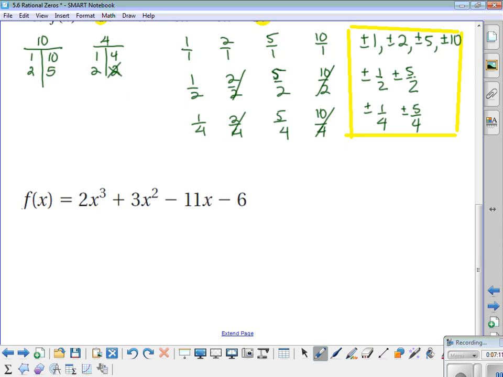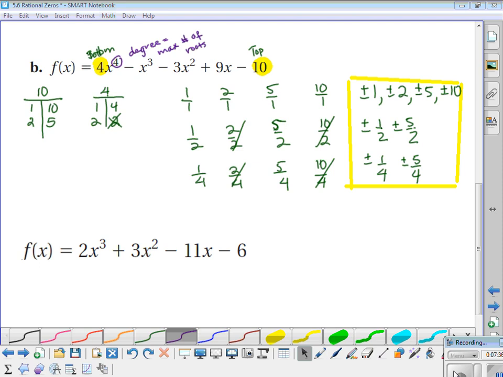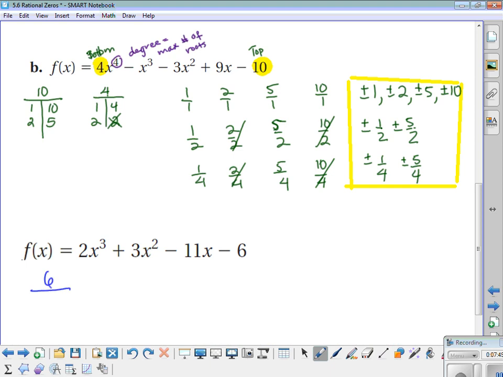But all right, so for right now, what I'd like you to do is for this function down at the bottom here, f of x equals 2x cubed plus 3x squared minus 11x minus 6. I just want a list of possible zeros for that one. Which factors are going to be on top? Factors of 2 or 6? Which ones are going to be on top? 6, yeah. So you might want to write those first, if you haven't.